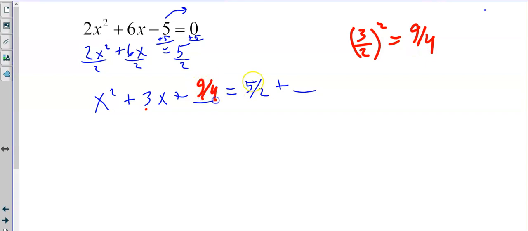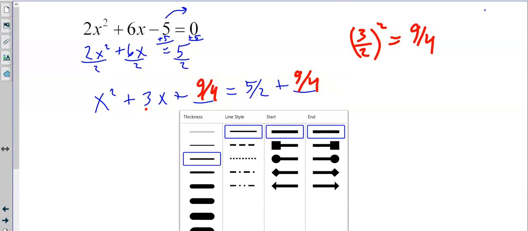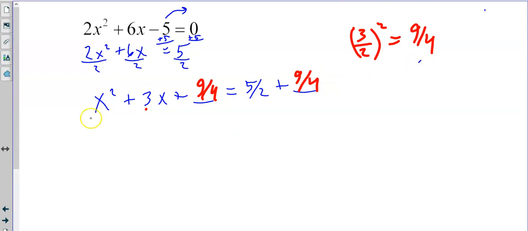So I'm going to add 9/4 to both sides. And now let's see what happens here. So this should be a perfect square, should be able to factor. In fact, I'm not going to spend a lot of time factoring this because I know it's a perfect square, plus and plus, I know it's plus. I always just take the square root of the last term there.